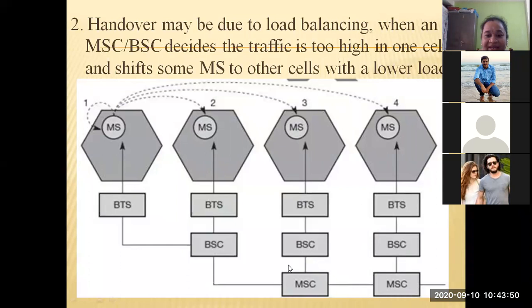See here, you have a single MSC which is controlling all these BSCs, whereas this is another MSC which is connected with some other BSCs. The last one I have been discussing is where we cross these three cells and enter this particular fourth area, which is controlled by another MSC under the control of the BSC.